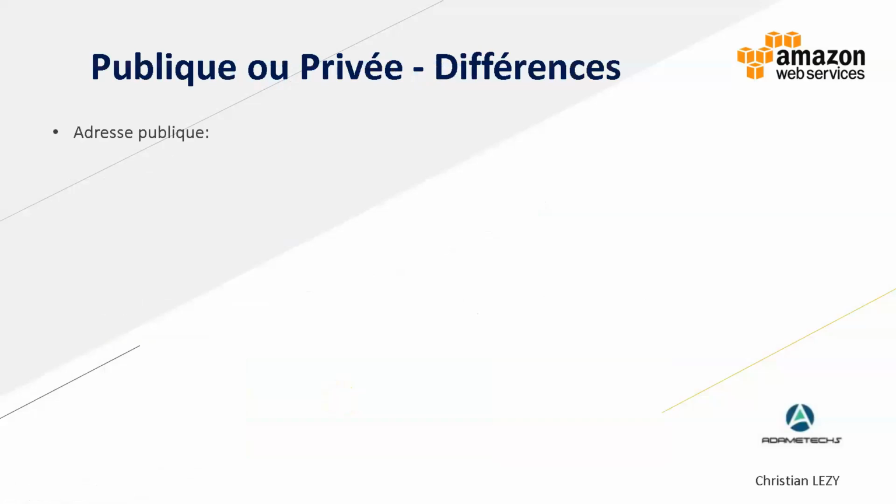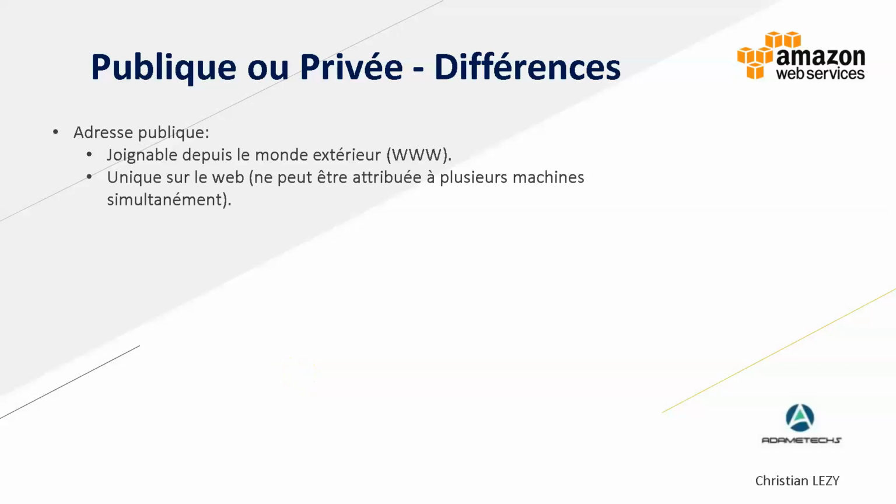You might wonder what the differences are between public and private addresses. A public address is reachable from the outside world. It is unique on the web, cannot be assigned to mobile machines, and can be easily geolocated.